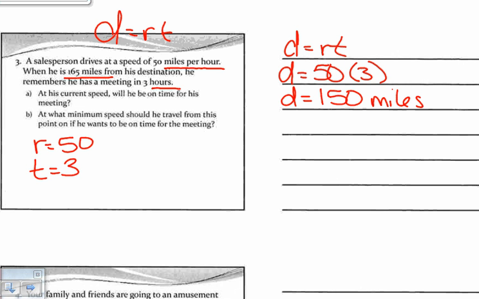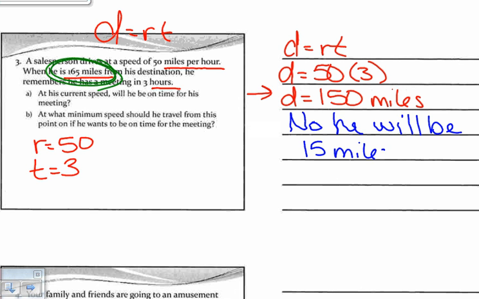So question A asks, at his current speed, will he be on time for the meeting? Well, from my problem here, I know that in 3 hours, he's going to make it 150 miles. However, I see from my problem that he really has 165 miles left to go. So will he be on time? No. He will actually be, what, 15 miles short? So if he's 15 miles short, he's never going to be there on time.